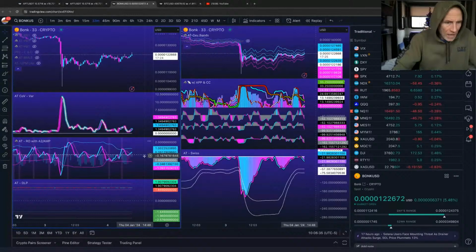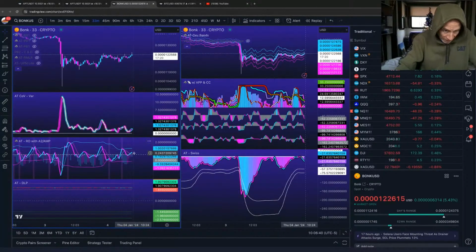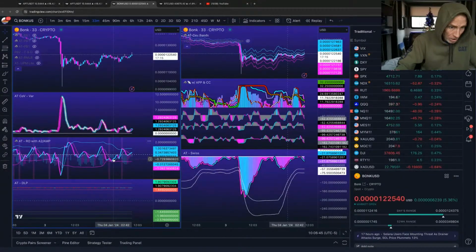Yeah. Setting up some bear div, right? Returns oscillator hasn't turned down. In fact, the smooth is turning back up right now. The smooth is turning back up right now on nothing.